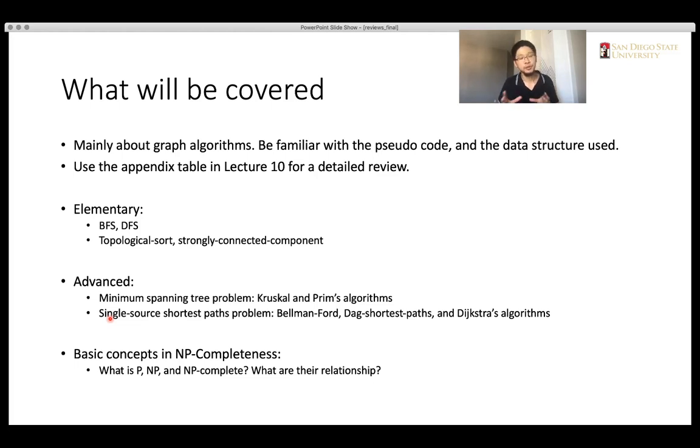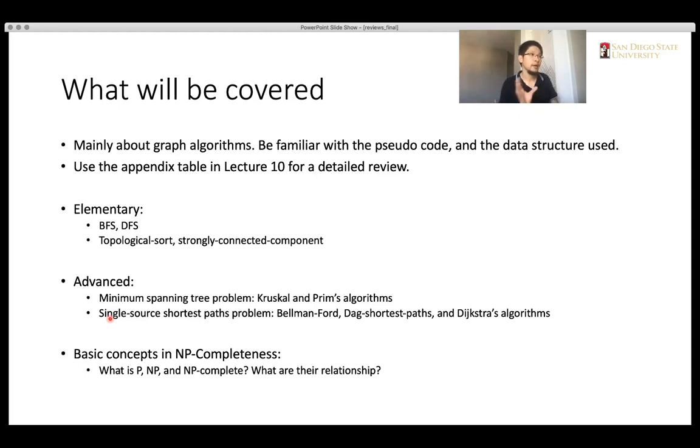So in order to get prepared, you better be familiar with all the pseudocode, the data structures used, and in the previous lecture I have several slides appended to the lecture slides, and these tables will be very helpful for you to have an overall review of all the graph algorithms.